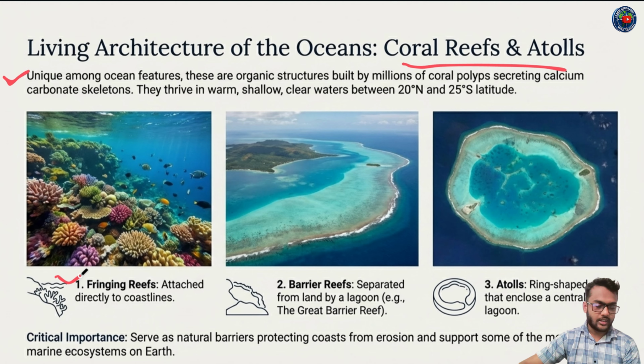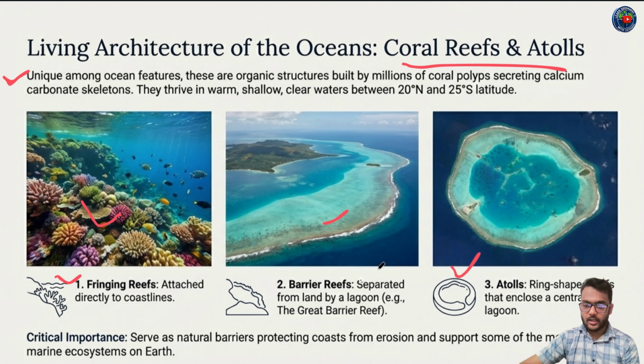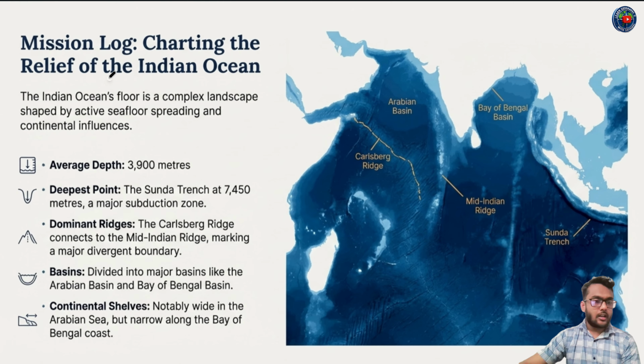One, fringing reef, attached directly to coastlines like this. Barrier reefs, like this, separated from land by a lagoon. Example: the Great Barrier Reef. Atolls, ring-shaped reefs that enclose a central lagoon. Of critical importance, they serve as natural barriers protecting coasts from erosion and support some of the most diverse marine ecosystems on Earth.